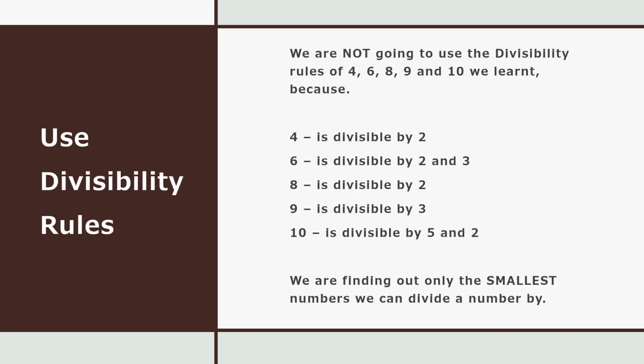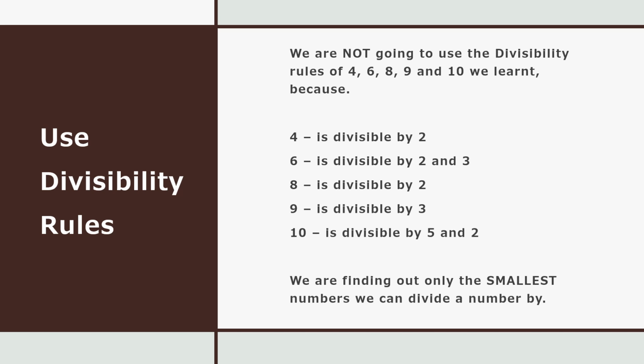So you must be thinking, what are we doing with the numbers 4, 6, 8, 9 and 10? Because we also learned the divisibility rules of them. Today, we are not going to use the divisibility rules of 4, 6, 8, 9 and 10. Why? Because 4 is divisible by 2, 6 is divisible by 2 and 3, 8 is divisible by 2, 9 is divisible by 3 and 10 is divisible by 5 and 2.